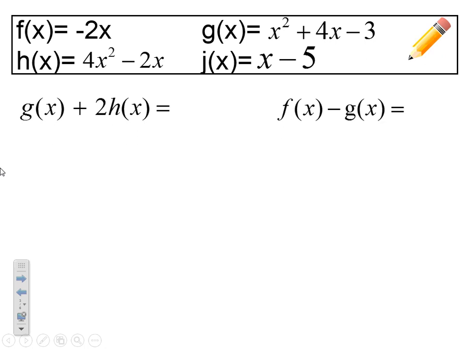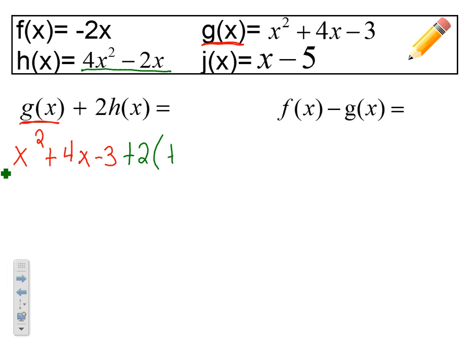Now, if we look at this, it says g of x plus 2 times h of x equals what? We're going to be solving these, simplifying them. So when I say g of x, we're going to look up at the top. Those are all my options for what they could be. G of x is right here, so I'm going to plug in what that equals. It is x squared plus 4x minus 3. Now I'm going to do plus 2 times whatever h of x is. H of x is 4x squared minus 2x.